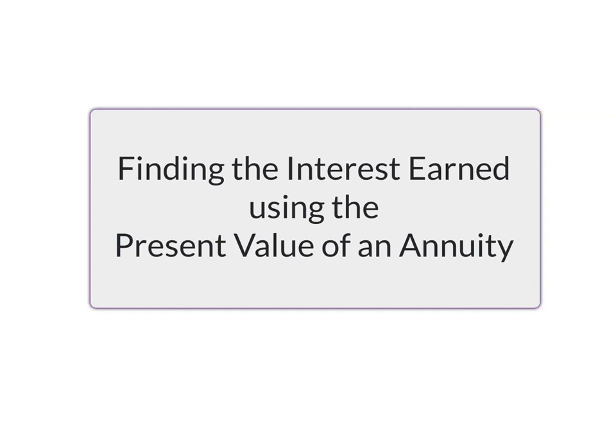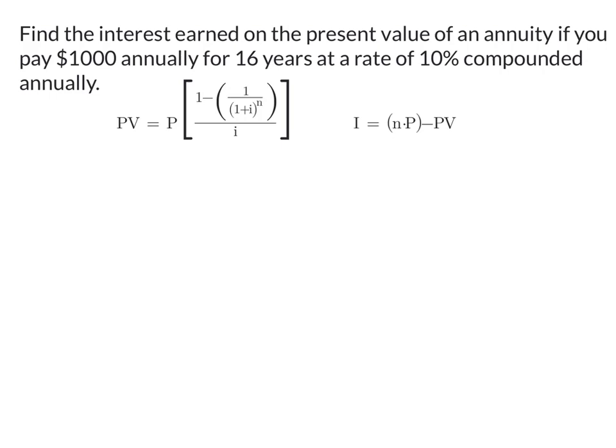Finding the interest earned using the present value of an annuity. In this video, we're going to use the present value of an annuity formula to find the interest earned on the annuity. Find the interest earned on the present value of an annuity if you pay $1,000 annually for 16 years at a rate of 10% compounded annually.